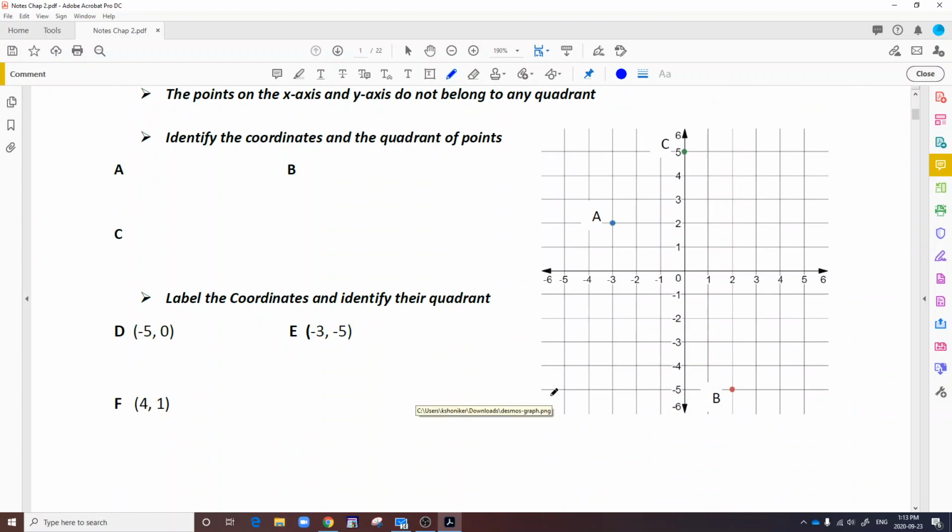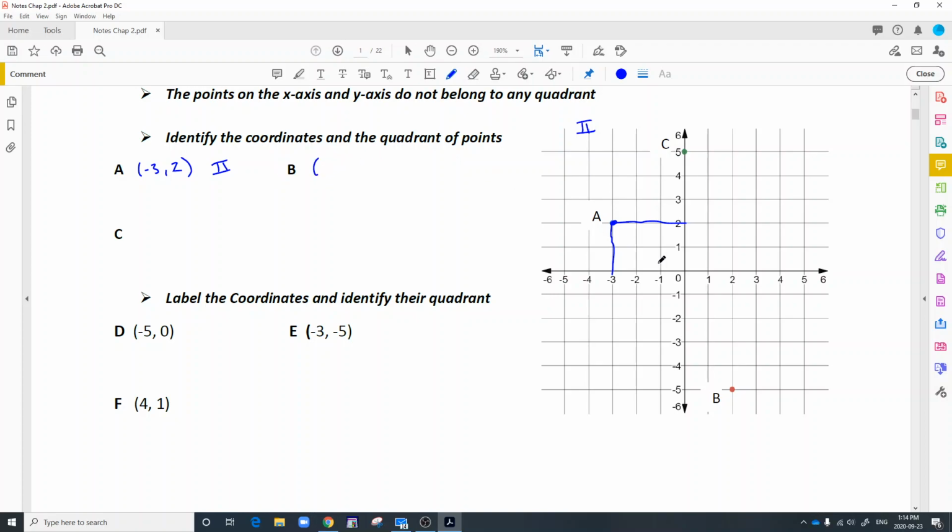So, first question, identify the coordinates and the quadrant of the following points. If I wanted to identify the ordered pair for the point A, so the point A is here, you can do the intersection method and say, where does it hit the two axes? So it hits the x-axis at -3, it hits the y-axis at 2, and then this is quadrant 2. All right, pause the video and try point B and point C.